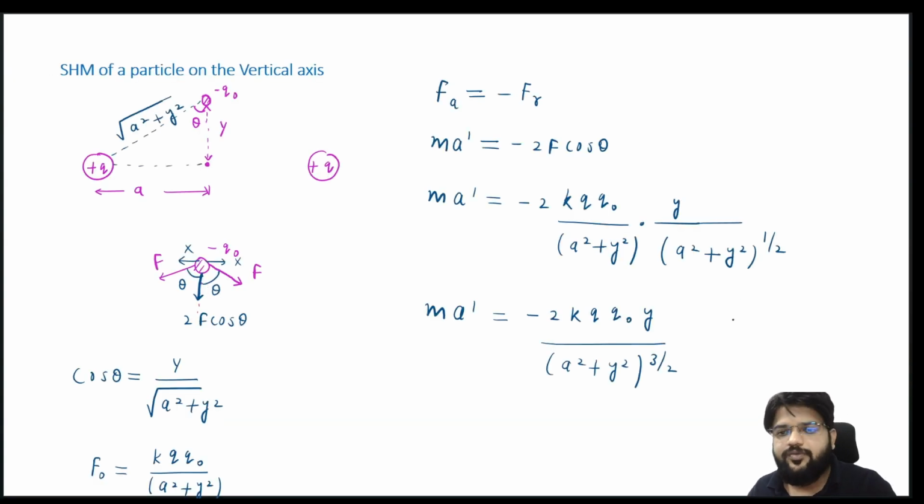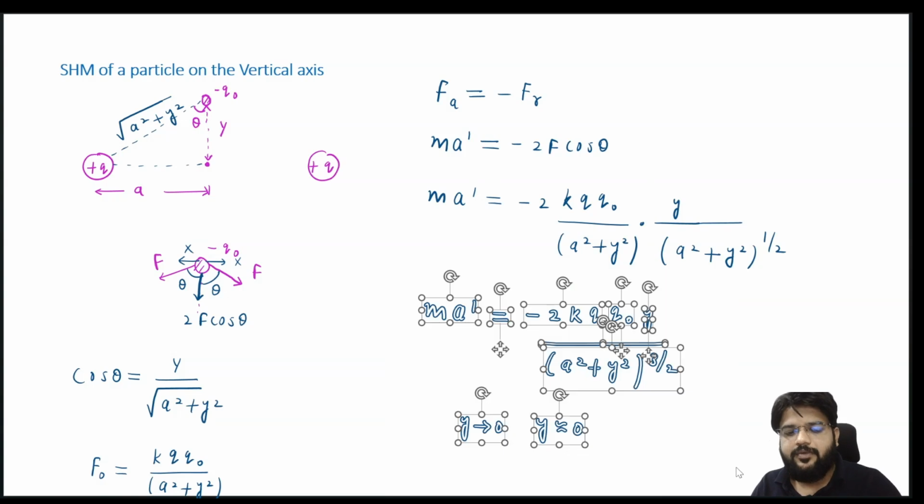So now the next thing is what here? See, when the particle is doing SHM, then the amplitude should be very small, correct? So y is very small, everyone. y tends to 0, then y is approximately equal to 0. So this condition we will use.